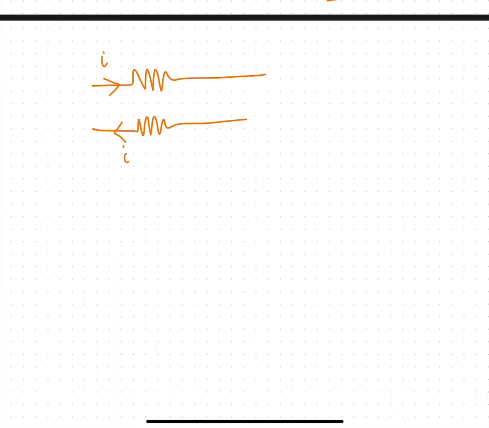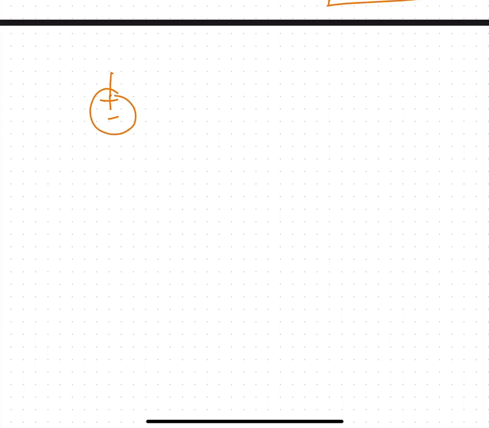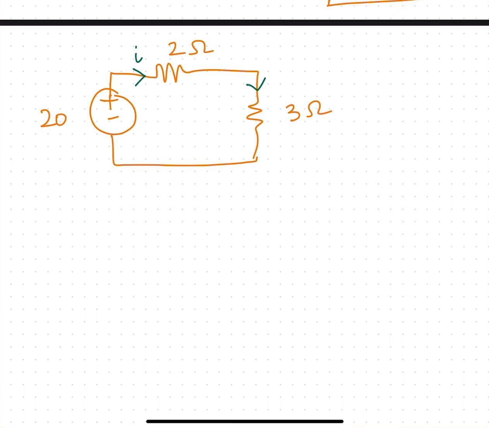So in this previous circuit, I'll redraw this circuit again. So let's say in this circuit, this is 20, this is 2 ohms, this is 3 ohms. Let me say that current I is flowing like this and the same current is flowing like this. So if I go around this loop, apply KVL, it's going to be minus 20 plus 2I plus 3I equals 0.